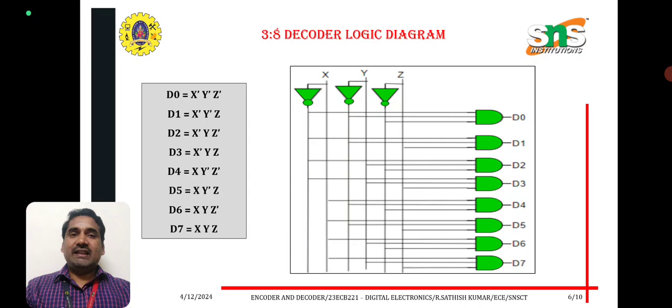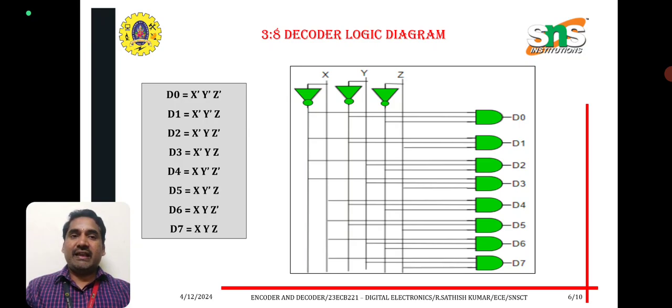Now let us see the logic expressions of the decoder. D0 is equal to X bar, Y bar, Z bar. D1 is X bar, Y bar, Z. D2 is equal to X bar, Y, Z bar. D3 is equal to X bar, Y, Z. D4 is equal to X, Y bar, Z bar. D5 is equal to X, Y bar, Z. D6 is equal to X, Y, Z bar. D7 is X, Y, Z. Now we can see the logic diagram.